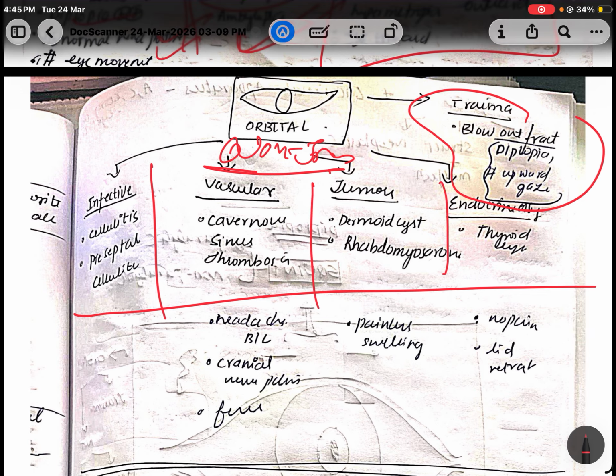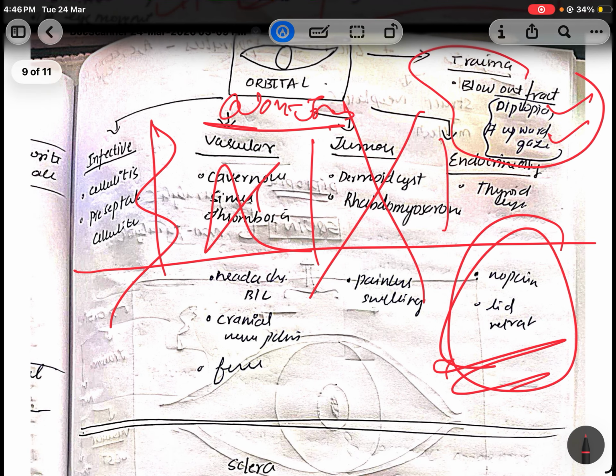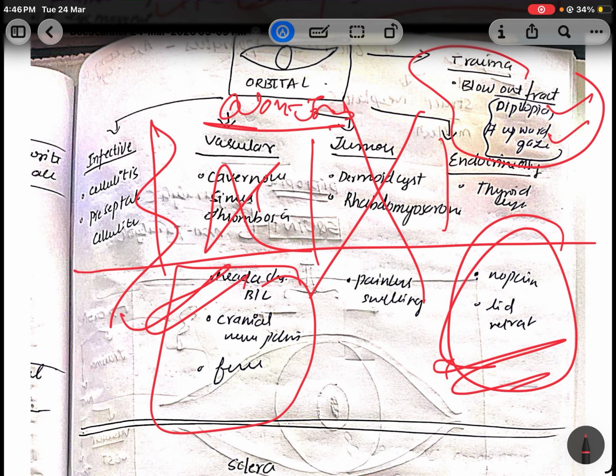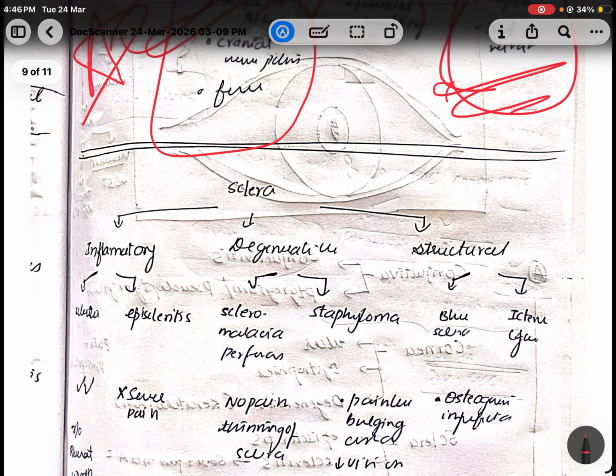Again, if you ask me, this is not important, and they have not asked this either, but these things are important. What is the major thing? Diplopia and restriction in upward gaze, and in thyroid eye disease you will not have any pain, and also retraction. Again, you need to learn about the thyroid eye signs. This is not important at all, but you need to know about these things, and in infective mention about the star.